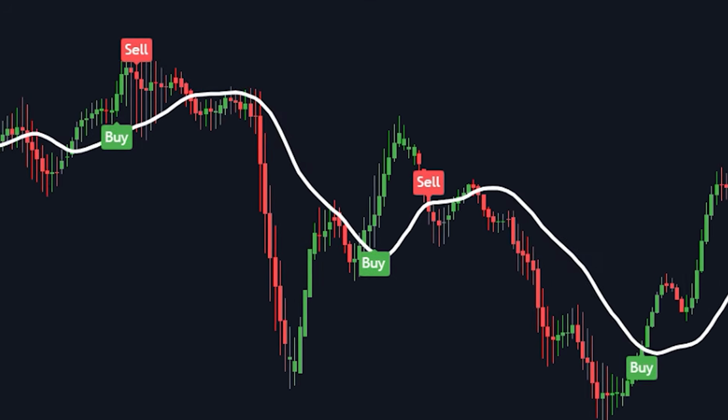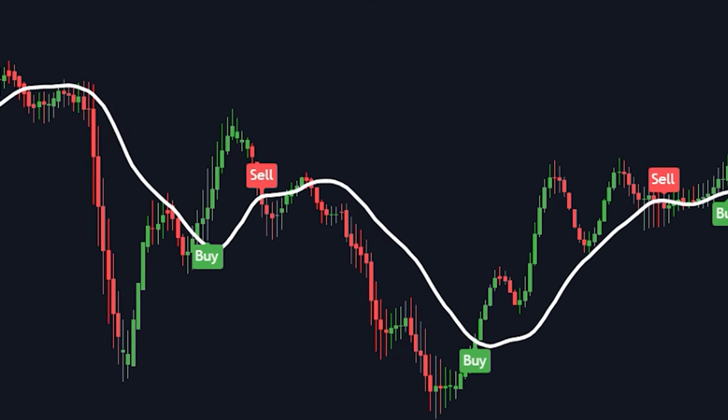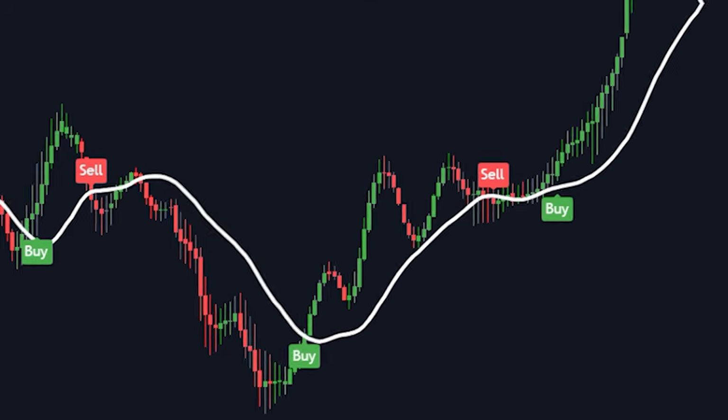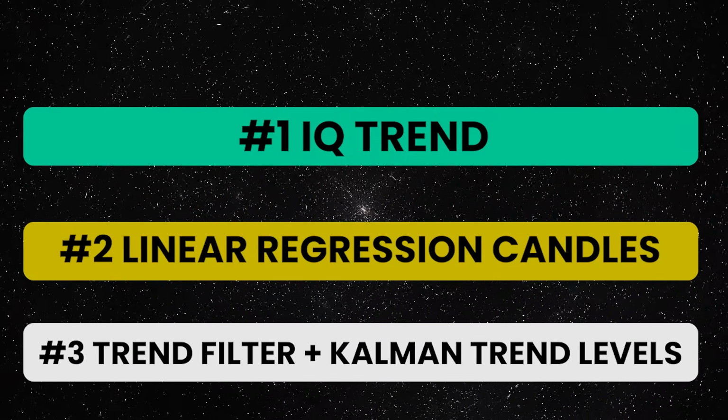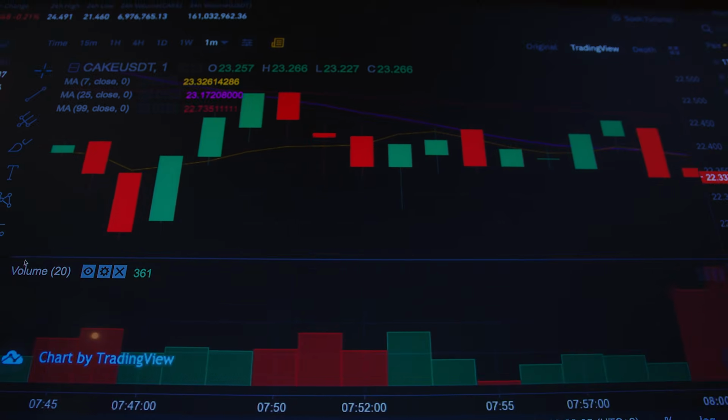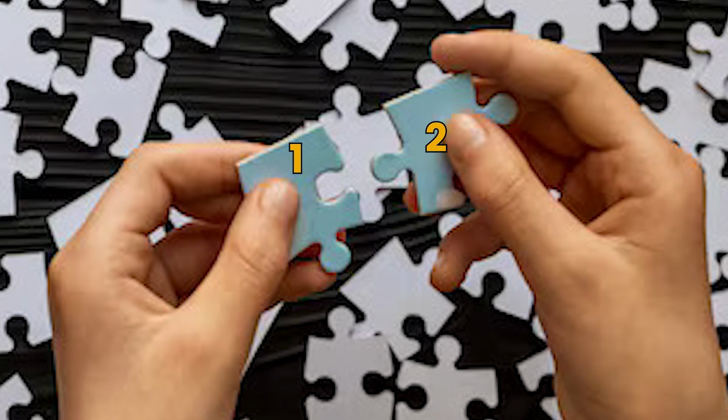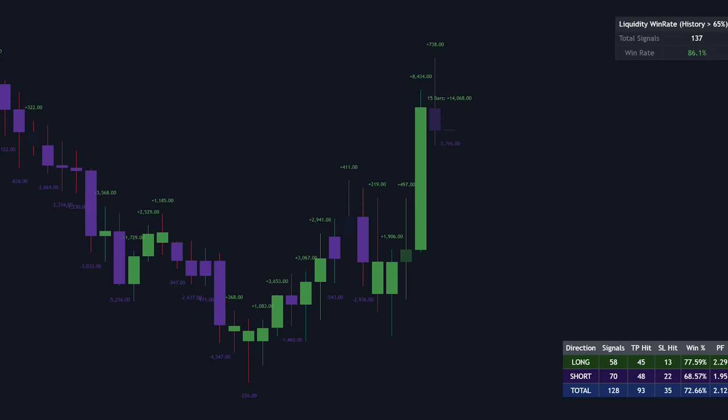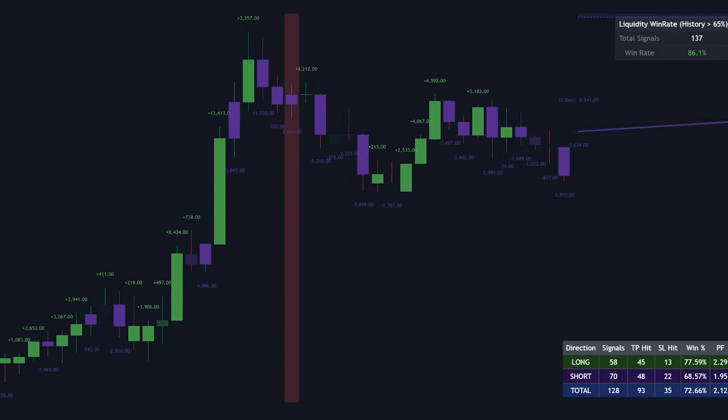Both indicators are completely free. For what they deliver together, that's remarkable. And now, the moment you've been waiting for, the winner of this ranking. In first place, IQ Trend. Every other indicator on this list solves one or two pieces of the trading puzzle. IQ Trend solves them all, simultaneously on a single chart in real time.